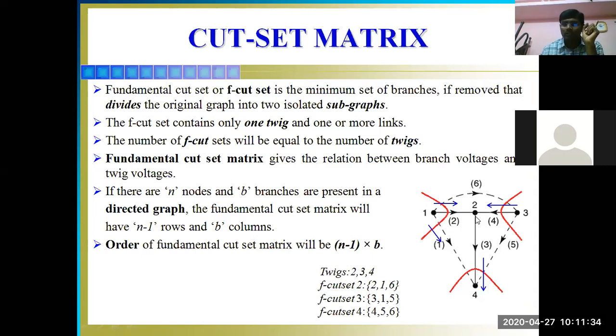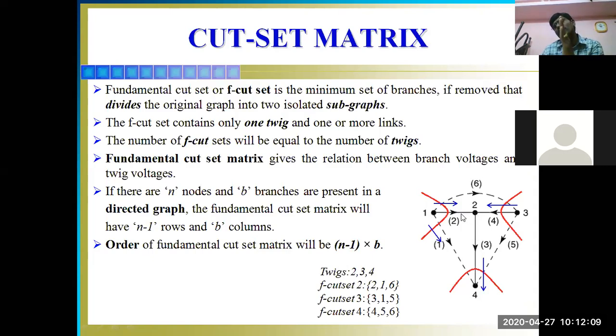That is why this red line represents one fundamental cut set, related to twig 2. Here I am removing the second branch, the sixth branch, and the first branch. Branch number 1, branch number 2, and branch number 6, these three are removed, with respect to the second twig.